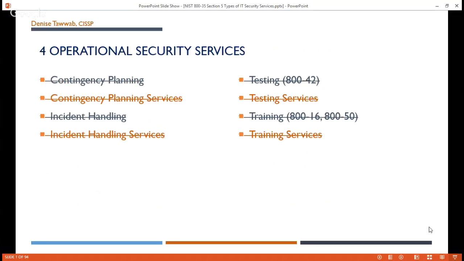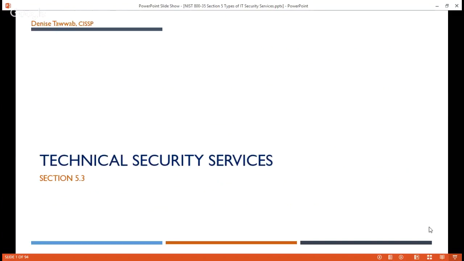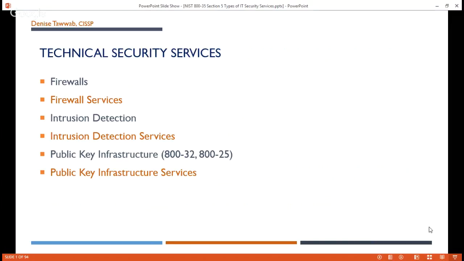So those are your 4 OPSEC operational security services. Again, contingency planning, incident handling, testing, and training. And finally, technical security services that you may want to consider. Firewalls, intrusion detection, and public key infrastructure. 3 of them: firewalls, intrusion detection, and public key infrastructure.